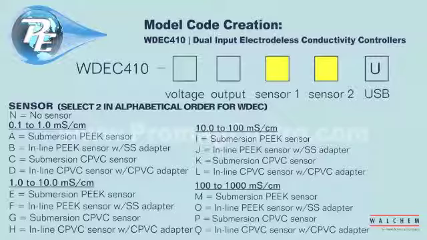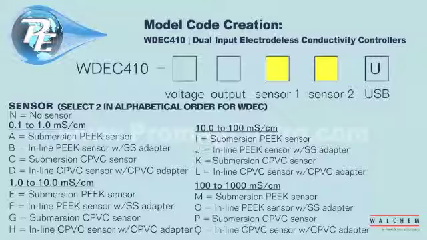The letter A represents submersion peak sensor. The letter B represents inline peak sensor with stainless steel adapter. The letter C represents submersion CPVC sensor. The letter D represents inline CPVC sensor with CPVC adapter.